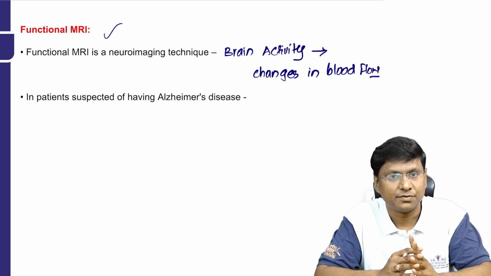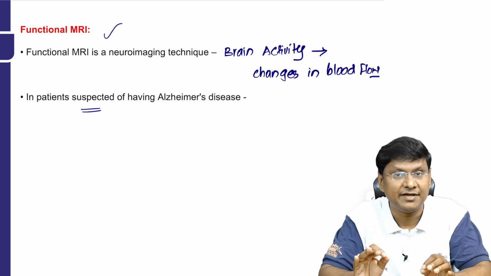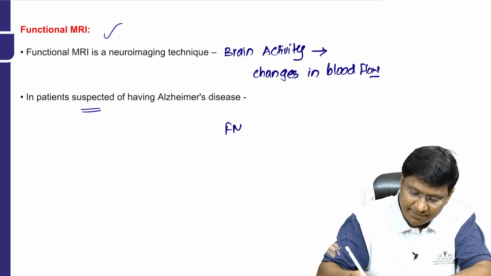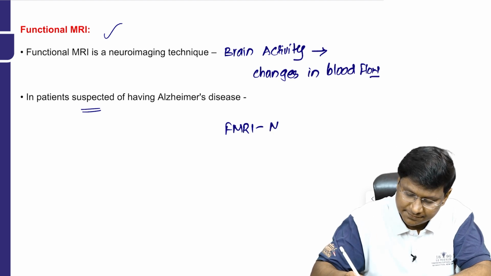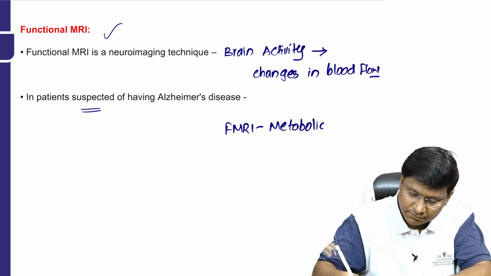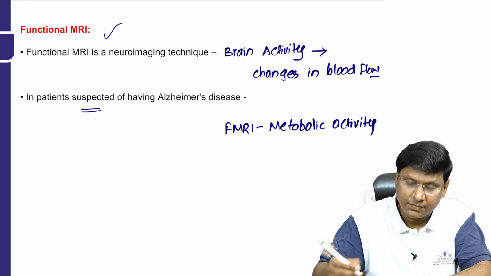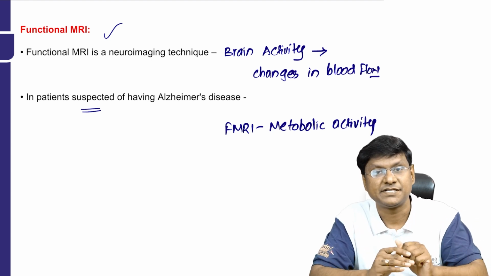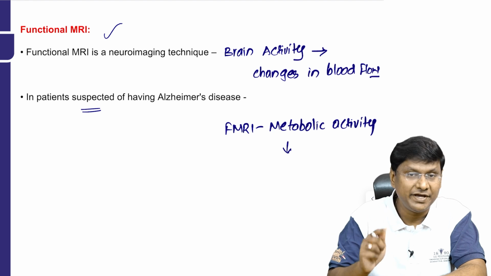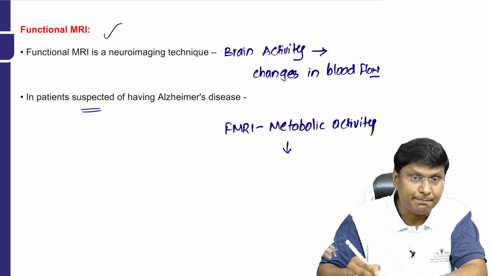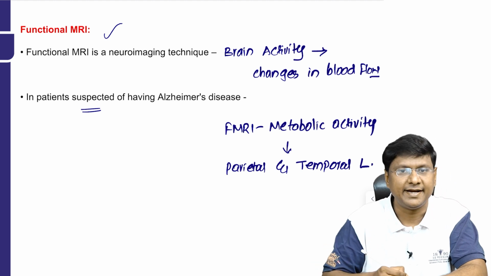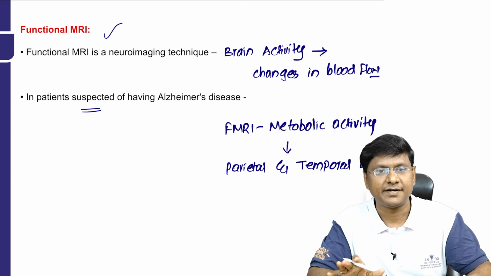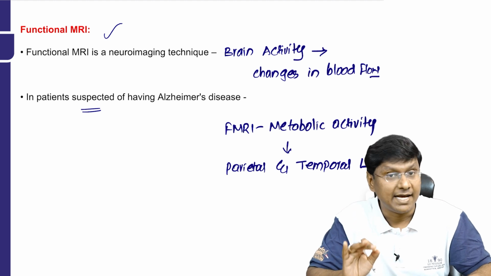Right, by detecting the changes in blood flow. In patients suspected of having Alzheimer's disease, it is the functional MRI that will assess the metabolic activity in specific brain regions. Now, where is this metabolic activity assessed? That is in the parietal and the temporal lobes. These are the two lobes which are commonly affected by the disease, that is Alzheimer's.